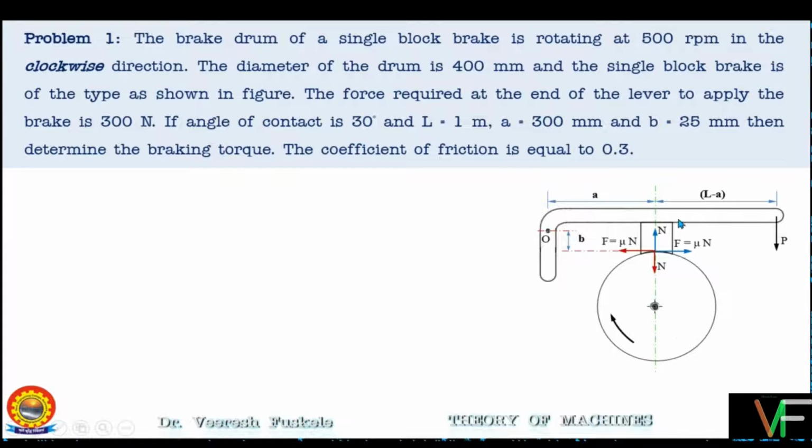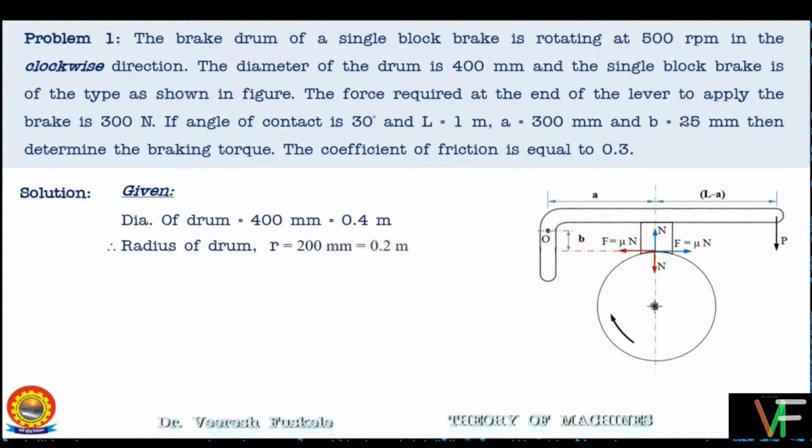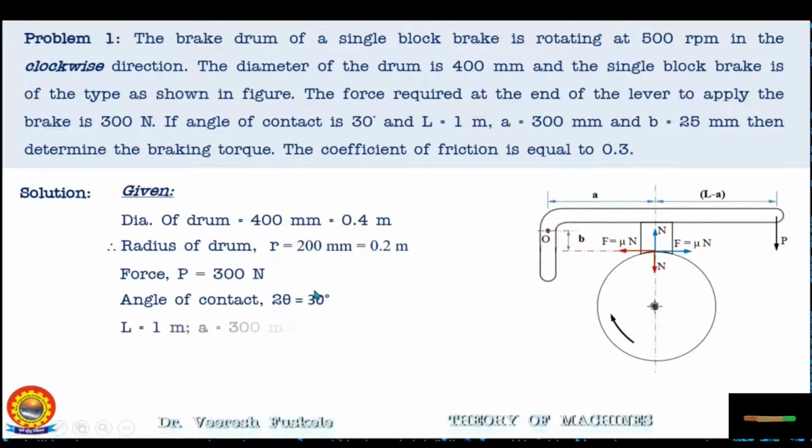So this is the configuration diagram given, and let's proceed with the solution. First we should write what is given. We are given the diameter of the drum as 0.4 meter, so the radius will be 0.2 meter. The force P applied on the lever is 300 Newton. The angle of contact is given as less than 60 degrees, that is 30 degrees.